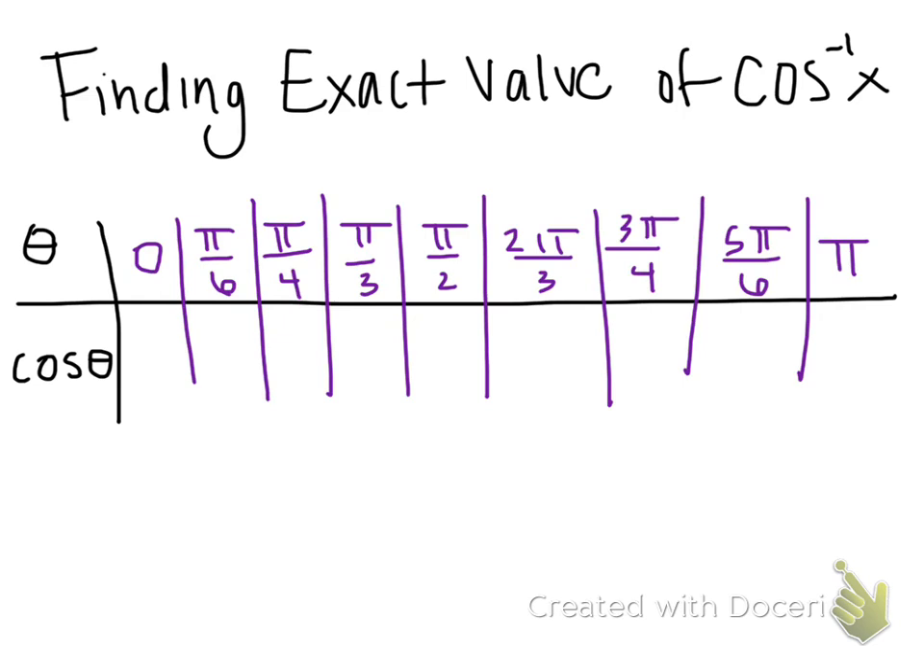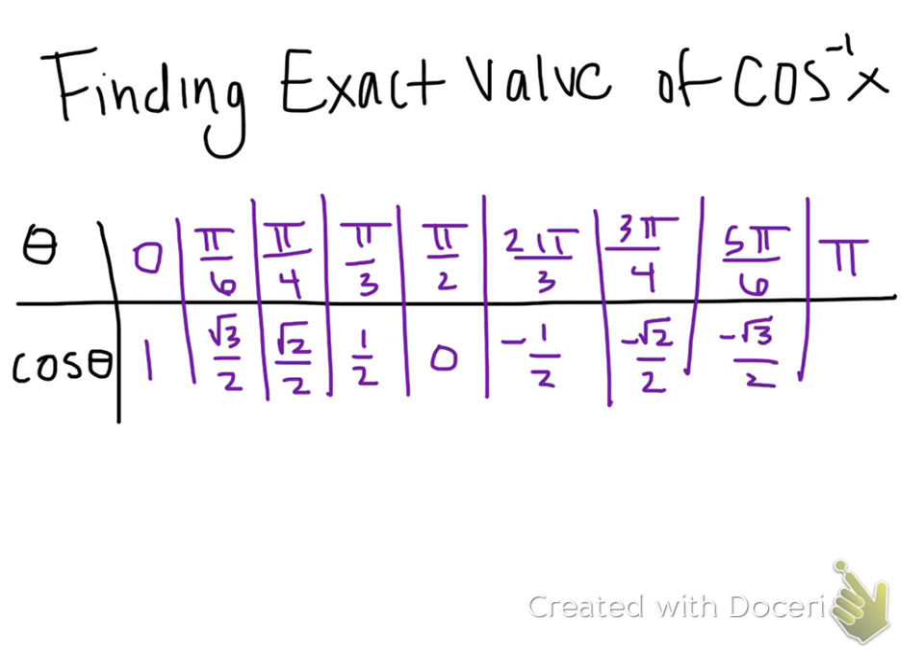and pi. Again, looking at the unit circle, cosine is now the x value, so we're going to take all my x values. When the angle is 0, cosine is 1. Then we have root 3 over 2, root 2 over 2, 1/2, 0. When I get into the other side, it's now negative 1/2, negative root 2 over 2, negative root 3 over 2, and negative 1.